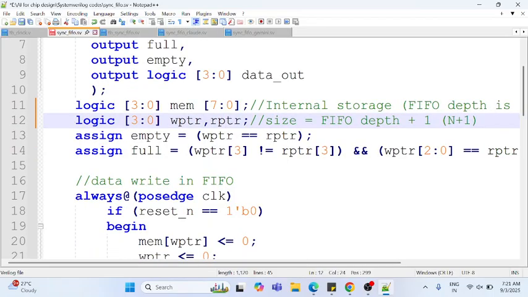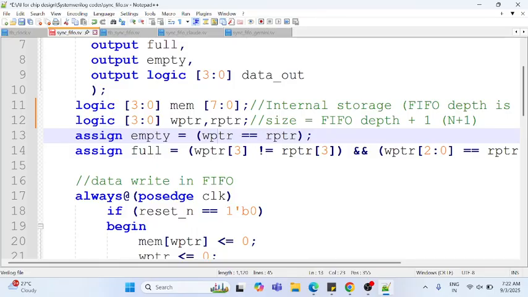Now the empty and full conditions have to be assigned. Empty means when read pointer and write pointer are equal, it represents the empty condition. That means it may be two cases: read pointer equal to 1 and write pointer equal to 1, or read pointer equal to 0 and write pointer equal to 0. Most of the cases that is good. So empty means that we can write the data into the FIFO.